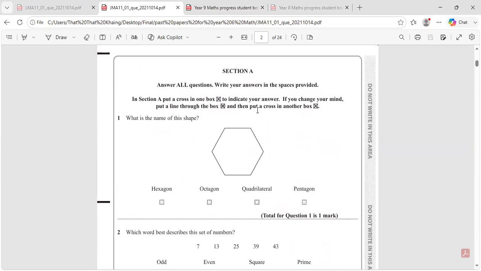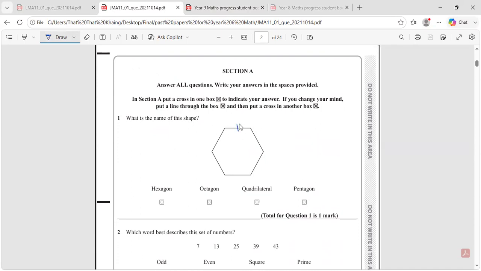For session A, one more question. Answer all questions. Write your answer in the space provided. In session A, put a cross in one box to indicate your answer. If you change your mind, put a line through the box and then put a cross in another box. So what is the name of this shape?